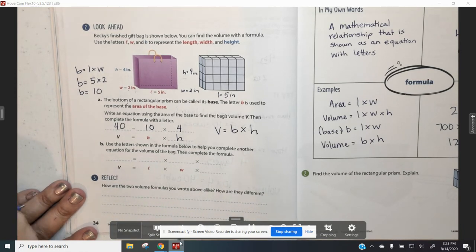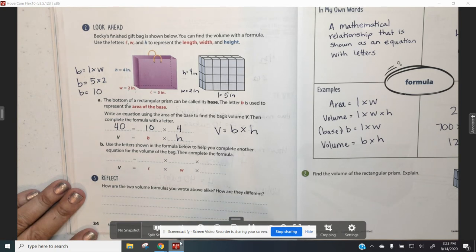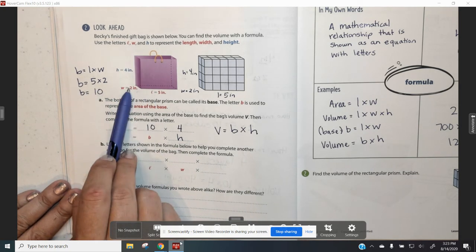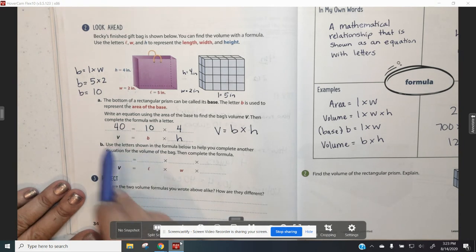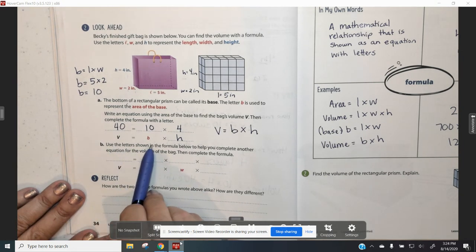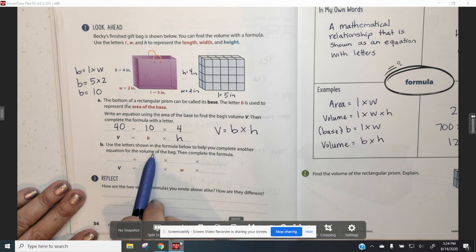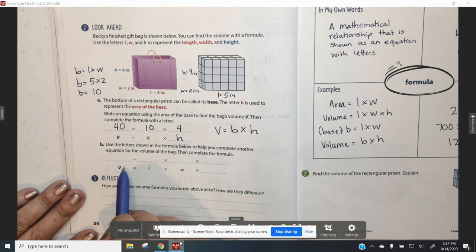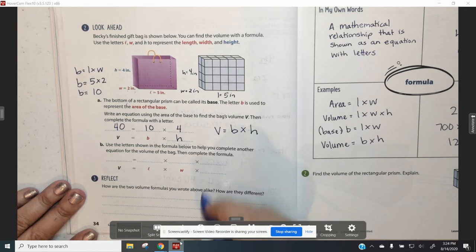There's one more option you have. This is still kind of a few more steps than you really have to do because you're multiplying two numbers first and then multiplying it by a third. There's another formula that you can use. Use the letters shown in the formula below to help you complete another equation for the volume of the bag. Then complete the formula. So we have volume equals length times width times, what do you think? That's right, height.